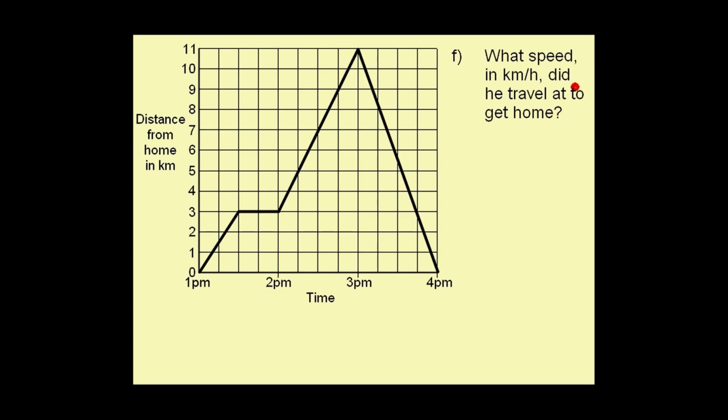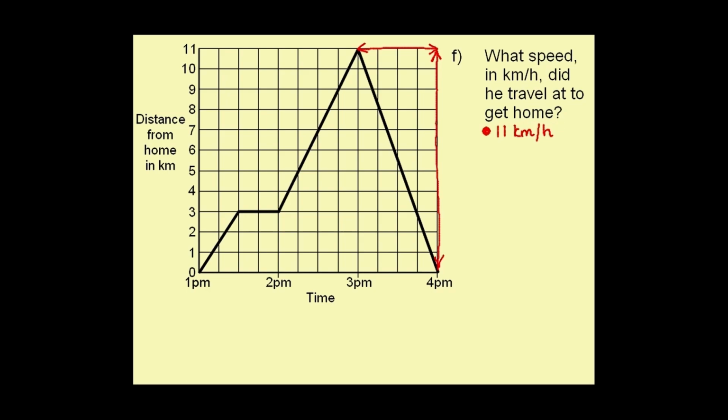I now want to know what speed in kilometres per hour he travelled at to get home. This part of the graph shows his journey home, and we know that it took him 1 hour to travel home, and the distance he travelled was 11 kilometres. So he must have been travelling at 11 kilometres per hour.